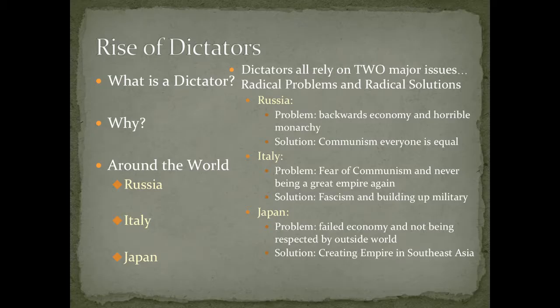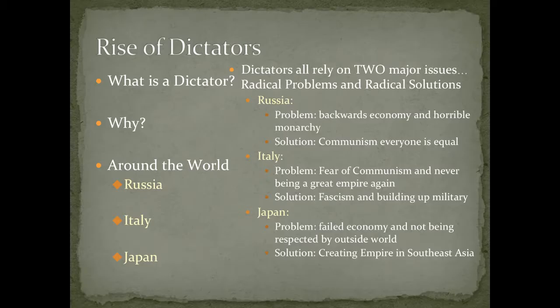Everybody's equal. Everybody gets the same amount. Italy's problem was they were fearful of communism and that they would never be a great empire again, that they would never be as big and grand and wonderful as the Roman Empire. And Benito Mussolini came up with fascism. Fascism was going to keep communism out, and he was also going to build up their military so that they could go out and conquer other countries.